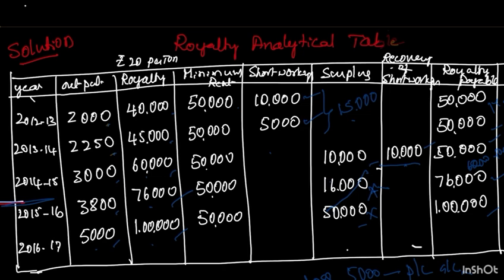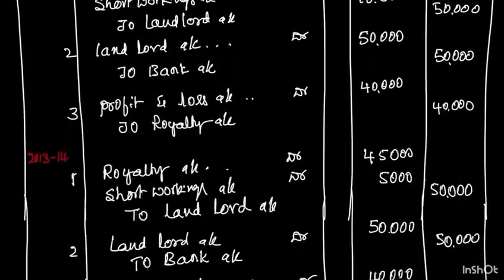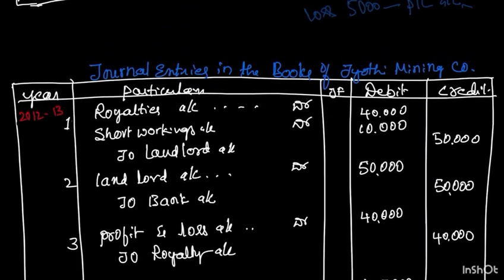Because the royalty table is important, whatever you have written in the short workings column or in the recovery column or in the royalty table, that is to be considered for preparation of journal entries. I hope that you are clear about the table. Okay, so now we'll move to the journal entries, which are prepared based on this royalty table. Okay, so look at these journal entries.